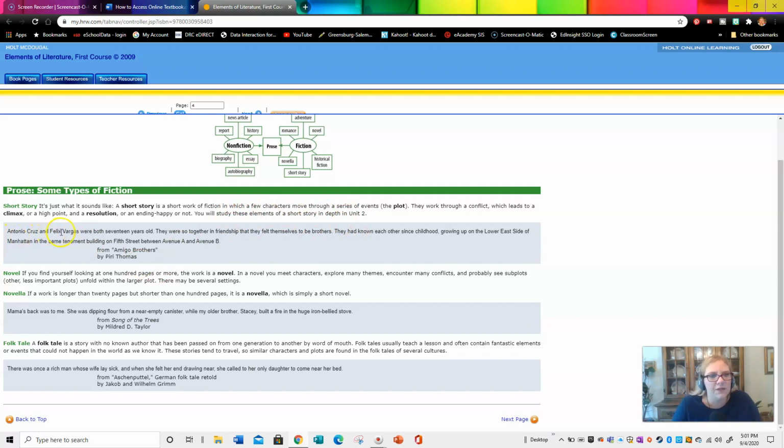Antonio Cruz and Felix Vargas were both 17 years old. They were so together in friendship that they felt themselves to be brothers. They had known each other since childhood, growing up on the Lower East Side of Manhattan in the same tenement building on 5th Street between Avenue A and Avenue B.